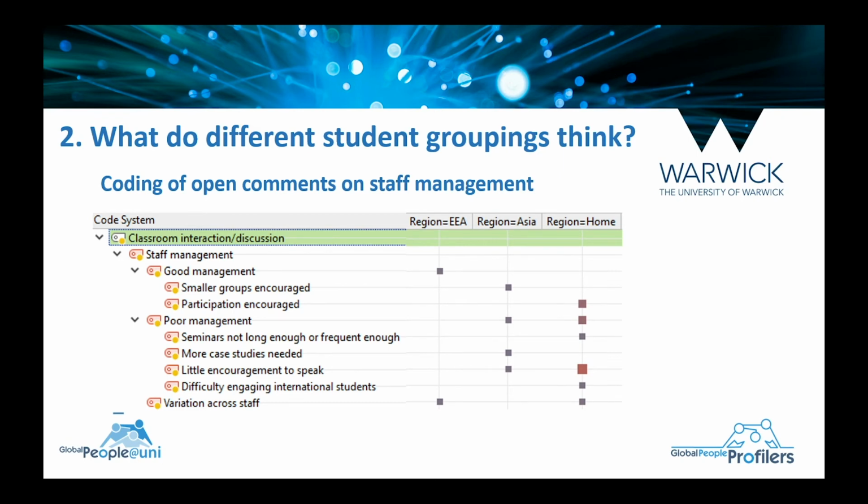But what I think you can see from here is that the number of comments on poor management were actually quite significant, and especially from home students. One that comes out a lot is little encouragement to speak. Sometimes among the home students, difficulty engaging international students, but actually the international students often felt exactly the same way.